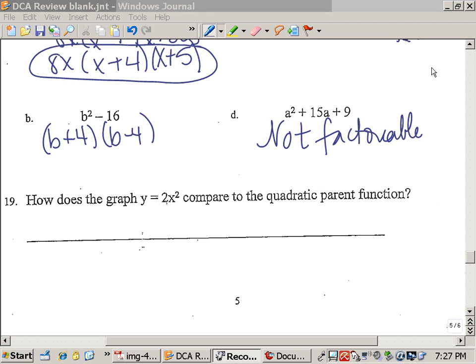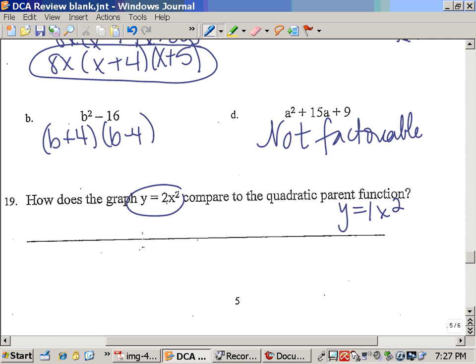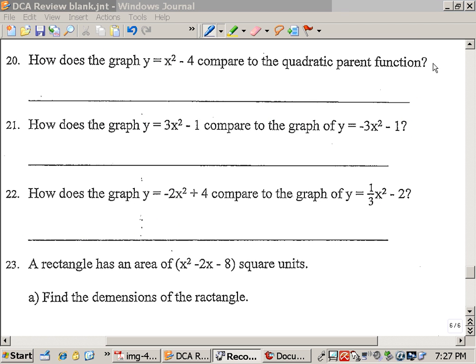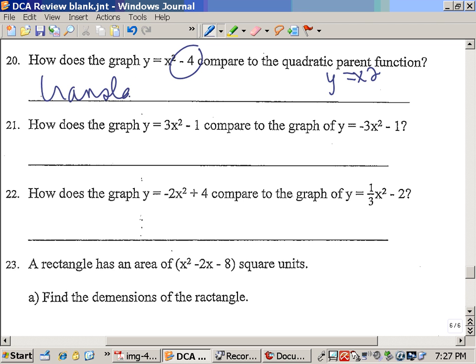Number 19, how does the graph compare to the quadratic parent function? The parent function is y equals 1x squared, and y equals 2x squared is more narrow. Okay, on number 20, I need to compare that to the parent function. Again, the parent function is 1x squared. This is minus 4, so this graph is translated down 4. It's the same width, and it also opens up.